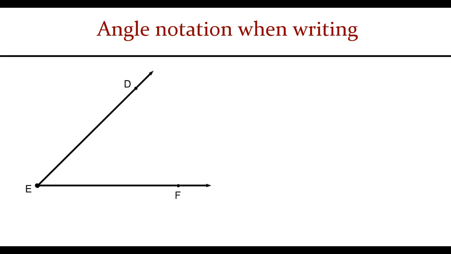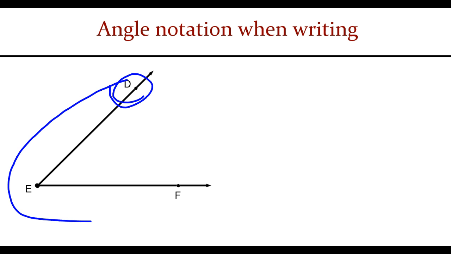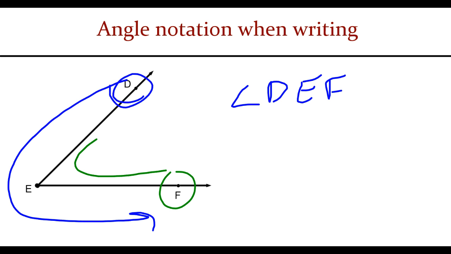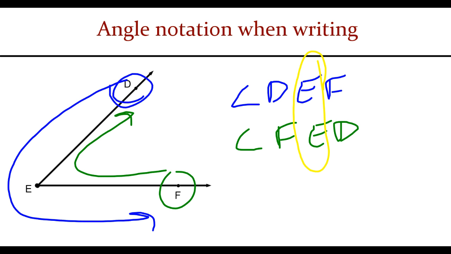So in this one, we can start either at D and go around the angle from D to E to F, or we can start at F and move around the angle from F to E to D. Either is correct. Again, that center letter is the vertex.